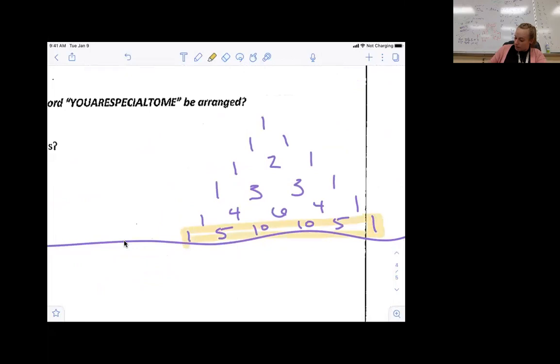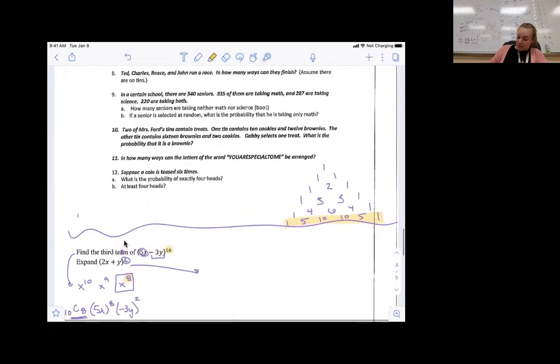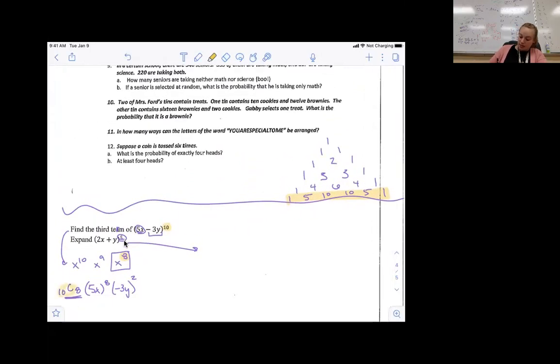I'm not going to give you out to 10 because on this one, again, you can use 10 choose 8, which is the total exponent and then the exponent of the x that's there. But for anywhere from 3 to 5, I'll probably ask you to expand out this way.